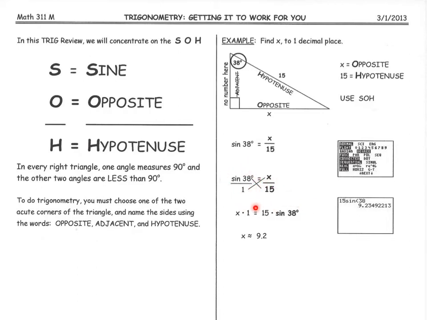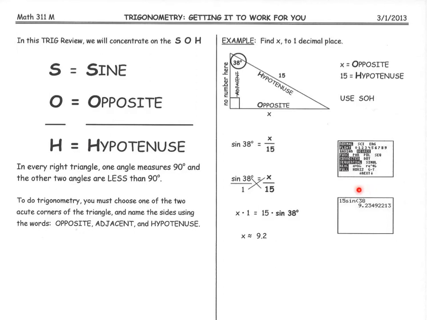It's always easy to put the 15 before the sine 38 because in the calculator it's easier to type that way. Notice over here that you must be sure that you're in degree mode. This is the mode key on the calculator. Make sure it's set to degree, or all your answers will be wrong. If you need help doing that, ask me or any other math teacher.